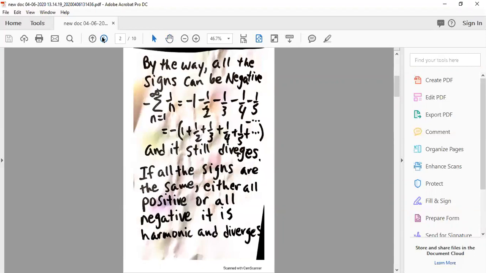Okay, and by the way, the harmonic series will occur the rest of the chapter in different spots, and it can occur with all the signs negative. So just to point that out, if I put a negative in front of the sum, then each term is negative. You can factor out that negative and you get the same harmonic, and it still diverges. So all the signs can be positive or all the signs can be negative. So if all the signs are the same, either all positive or all negative, it is harmonic and it diverges.